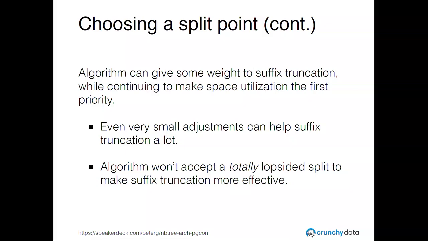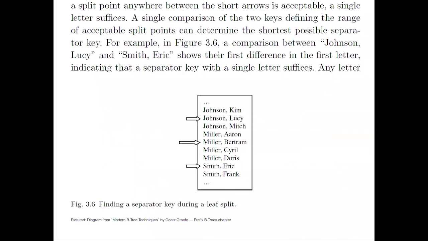This is an image from a paper that is much more recent and I think very influential on my work. It's by Goetz Graefe. It's called Modern B-Tree Techniques. And here he's talking about classic suffix truncation. This is 2011, so it's much, much more recent. And he points out here that this represents the approximate center of the page. That is to say, the split point at which we can expect an even amount of space on either side. It would traditionally be considered optimal by our algorithm.